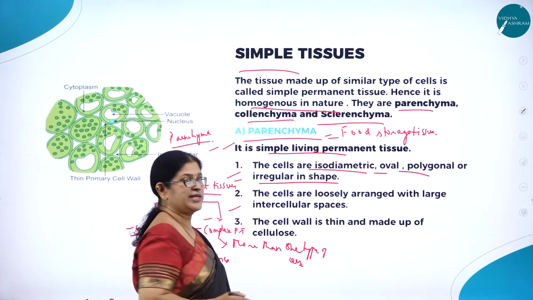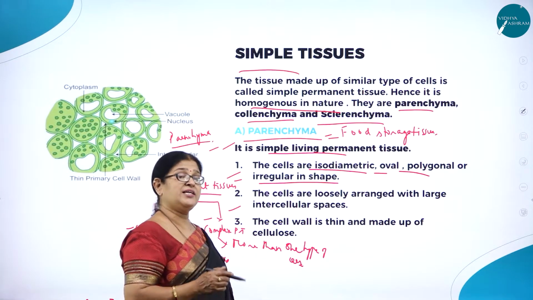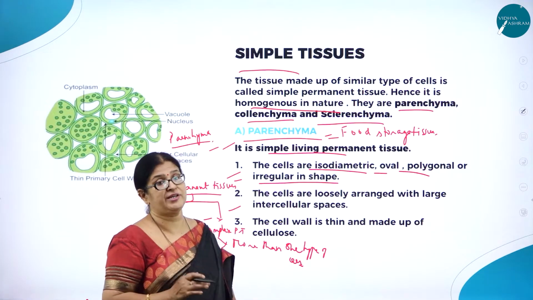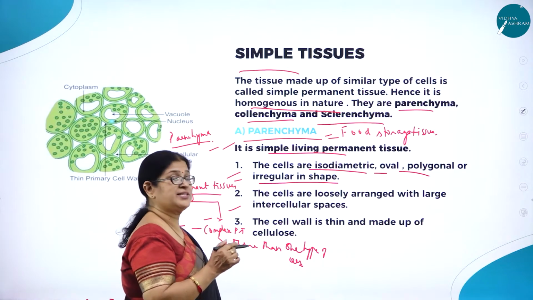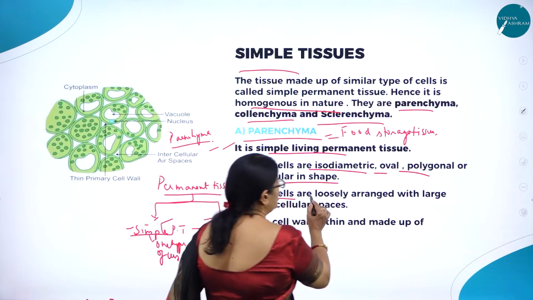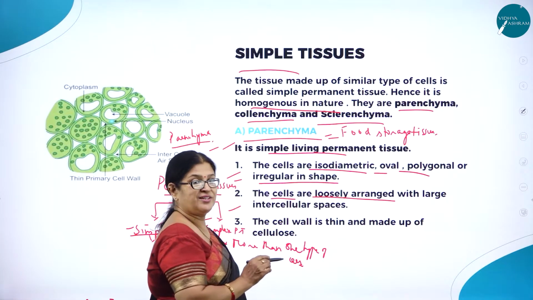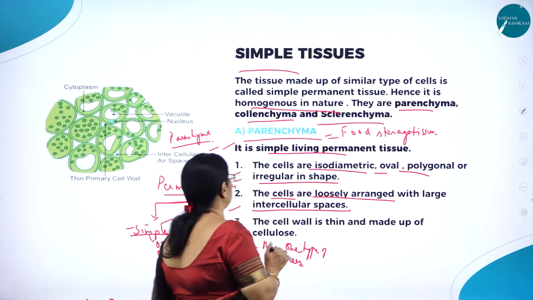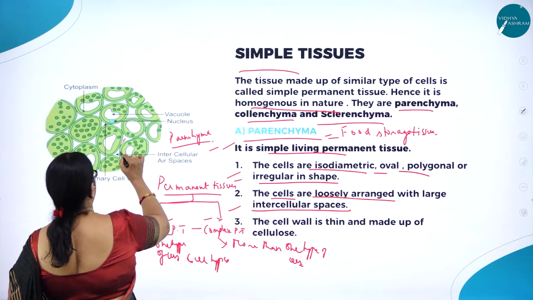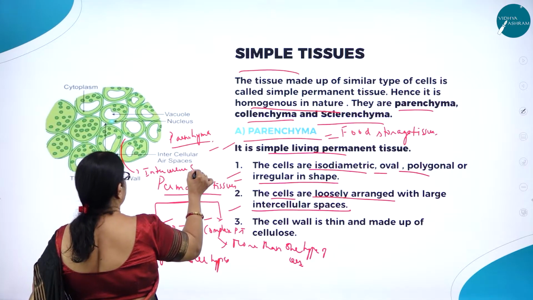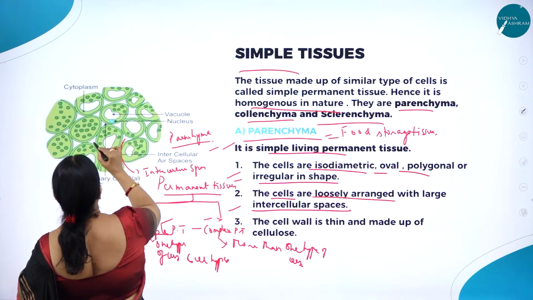Moving on to the second cytological feature. Here, I think in meristematic tissue, you have come across the cells are compactly arranged without any intercellular spaces. Here, see, just opposite to the meristematic tissue. Here, the cells are loosely arranged, not compactly arranged. They are loosely arranged with large intercellular spaces. Here, you can see, this is called intercellular space.